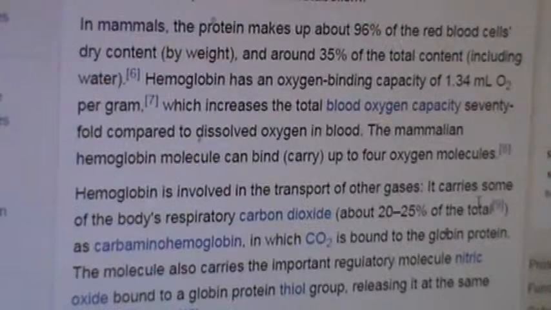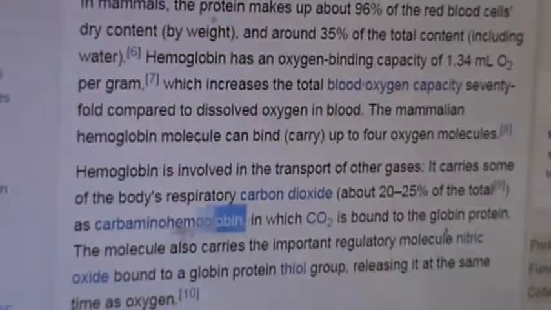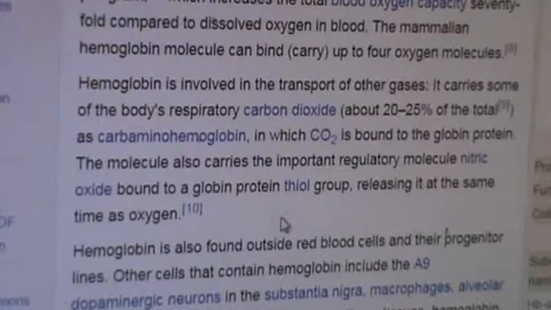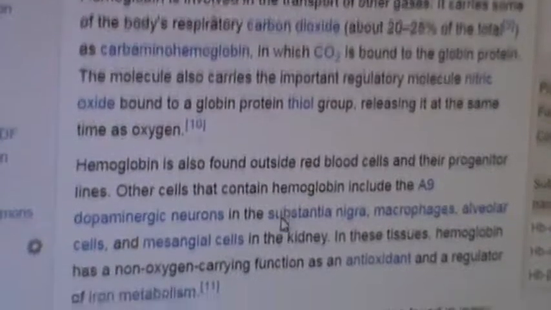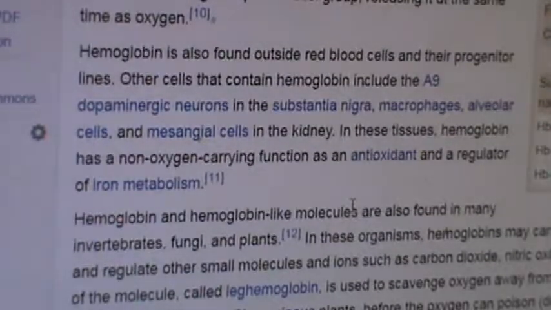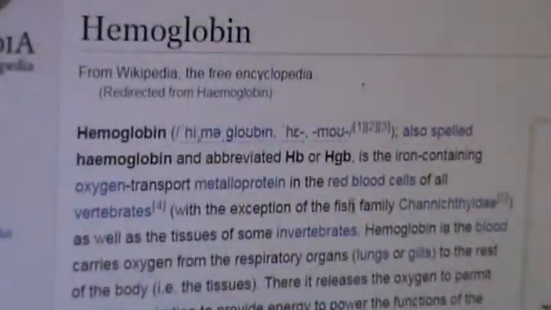Hemoglobin is involved in transport of other gases, and it carries some carbon dioxide, in which CO2 is bound to the molecule. There is also an important regulatory amount of nitric oxide. It is found outside red blood cells in the progenitor. It is found in oxygen transport. All right. It has a name and it's hemoglobin.